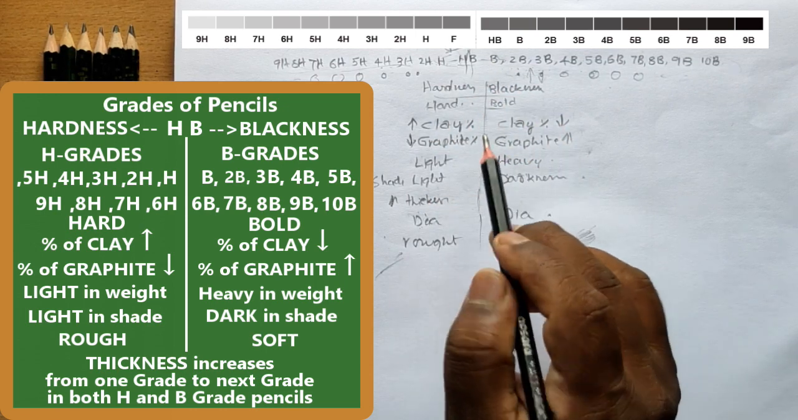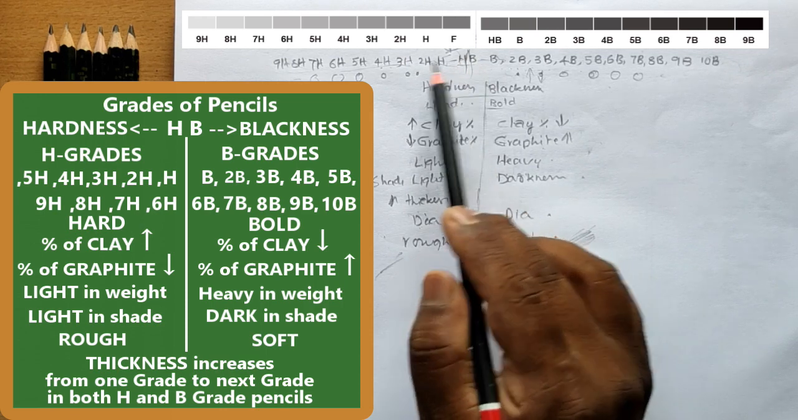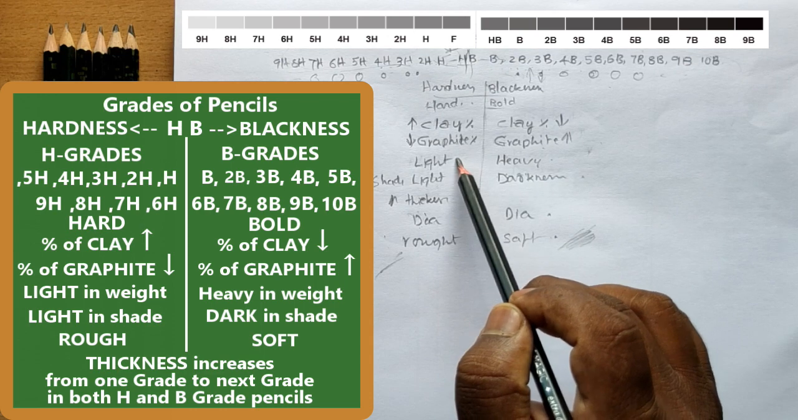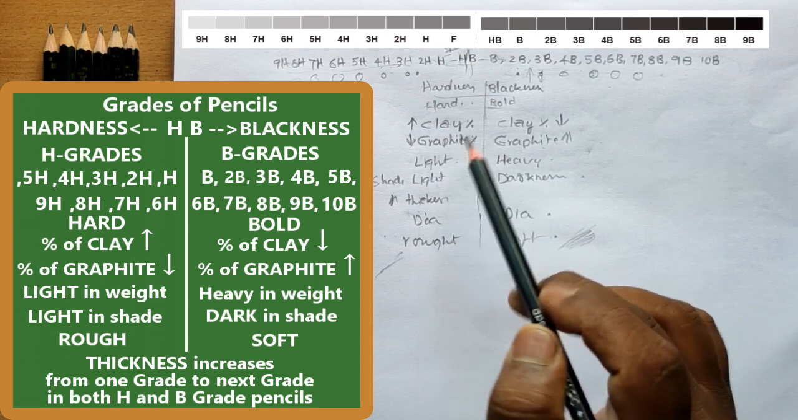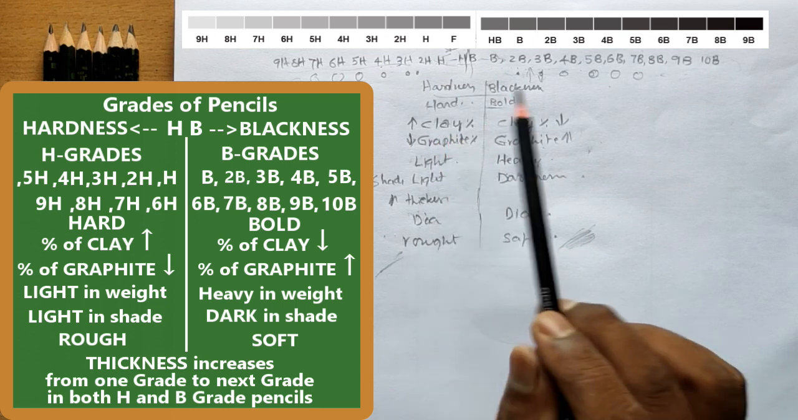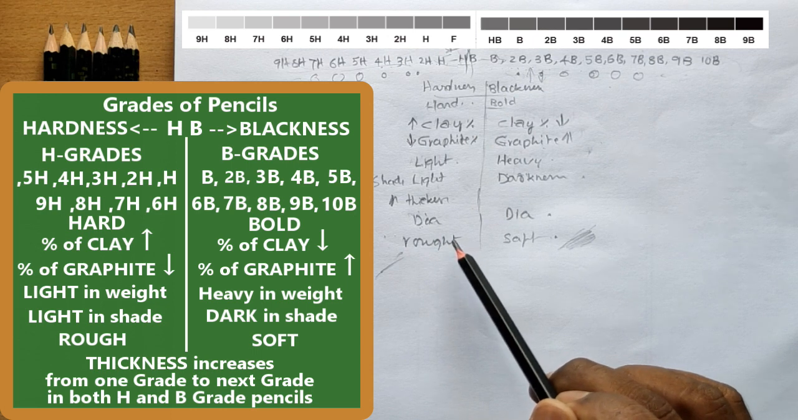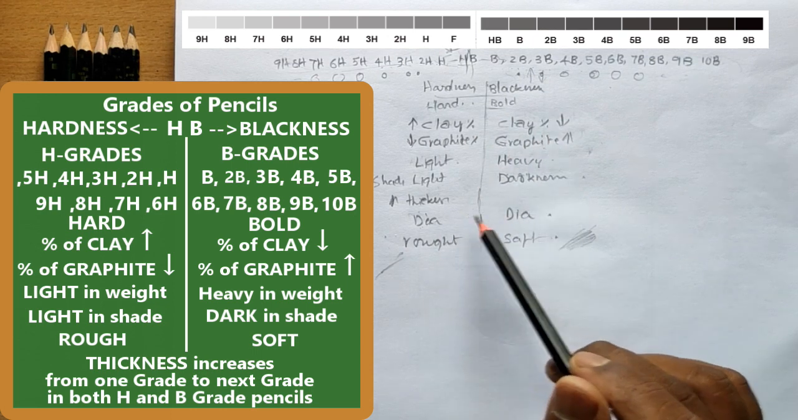Let me clarify once again. The clay percentage increases and the graphite percentage reduces from number to number, so it will be light in shade as well as light in weight, and the thickness increases from number to number. As the clay percentage is more, these pencils will be rough in shade from number to number, and not soft like B grade pencils.